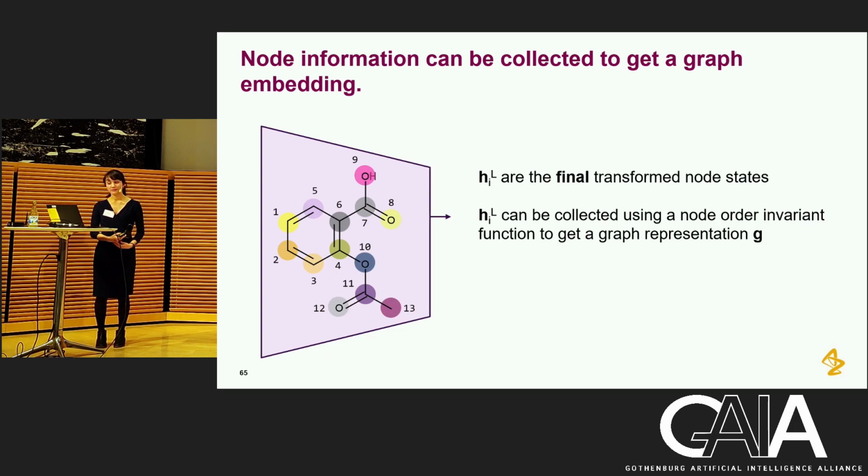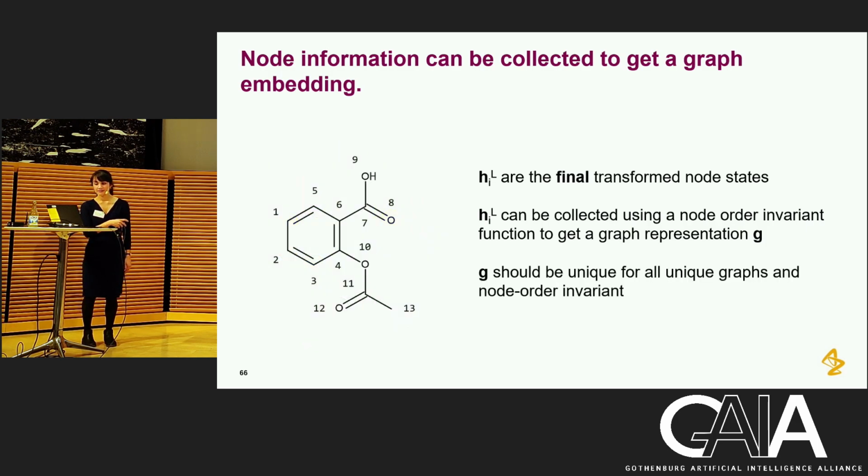So once you have your final transformed node features, your final transformed node states, you can collect them using a node order invariant function. For example, you could just sum them together, and then you would end up with a vector that is going to be your graph representation G. And if your graph neural network is powerful enough, then G should be unique for every graph that is unique. And it should also be node order invariant, which simply means that it shouldn't matter how I number the different nodes in the graph, I should still get the same graph embedding regardless.